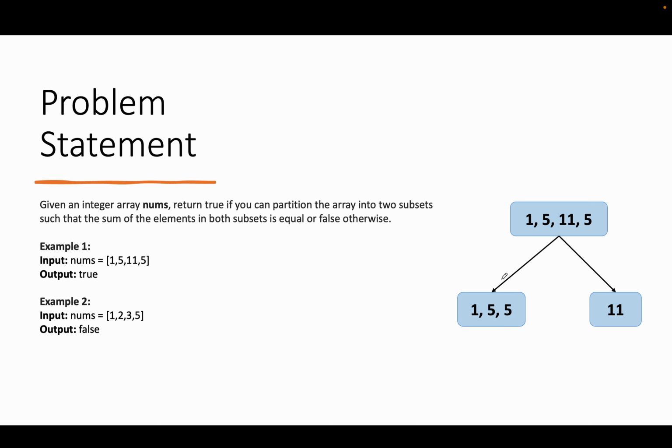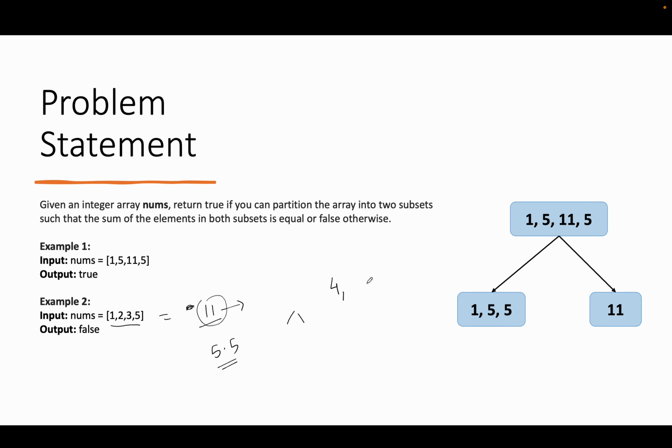So let's see the problem statement. Here we have one example: 1, 2, 3, 5. If you sum it, you get 8, 10, 11. So if it's an odd number, clearly we cannot partition it into two sets of integers because if you divide it, you get 5.5. But even if they are not odd, that's not always possible.